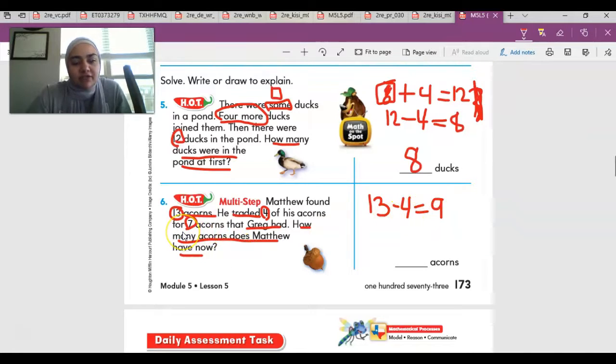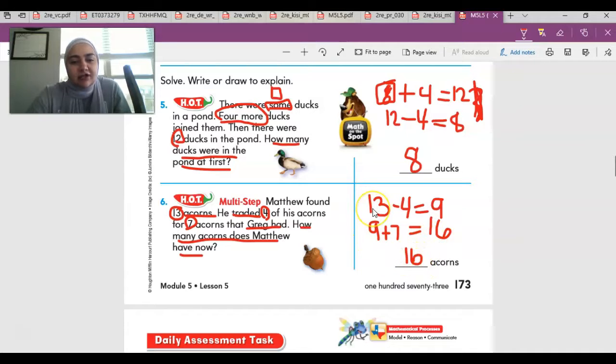4 were exchanged for 7. So then he exchanged that 4 for 7. So now he has 9, and then he has 7 from Greg. How many does he have now? It's 9 take away 7. 9 plus 7. Good job. 16. So he has 16 acorns now.